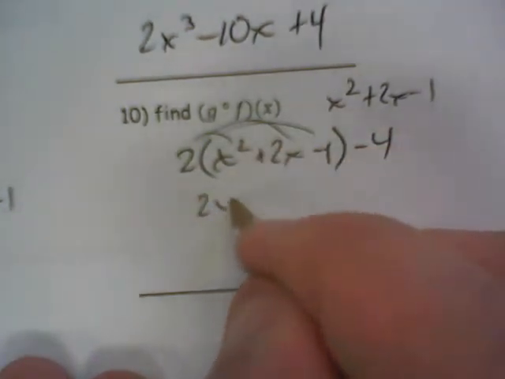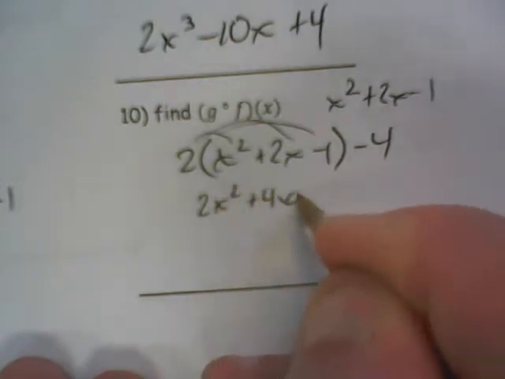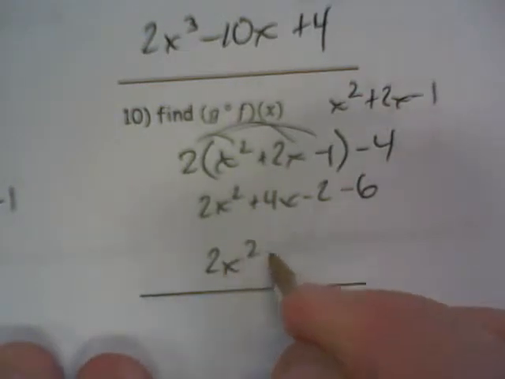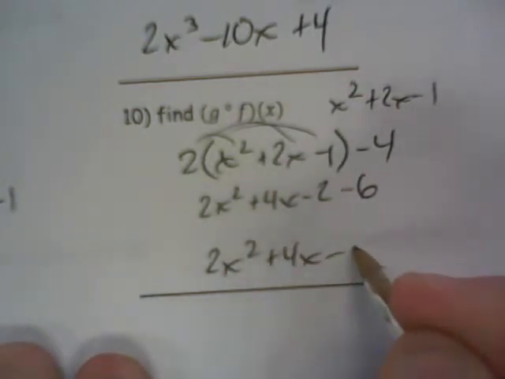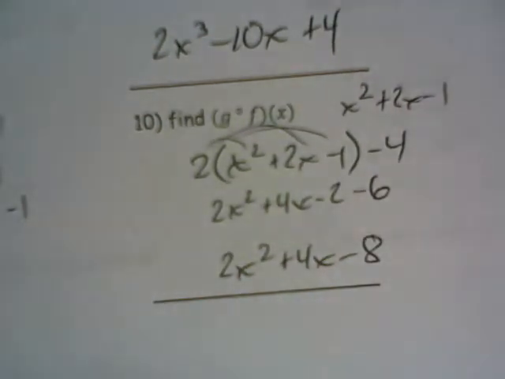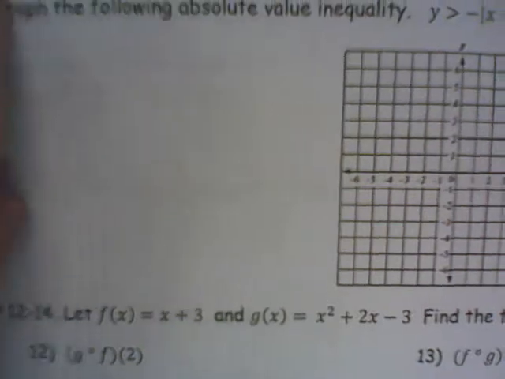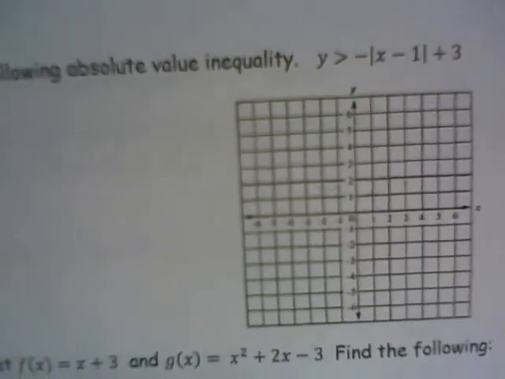So if I distribute my 2 to simplify this, it's 2x squared plus 4x minus 2 minus 6, which is going to be 2x squared plus 4x minus 8. And that's what you should have as your answer for number 10. Let's move on to the last page here.